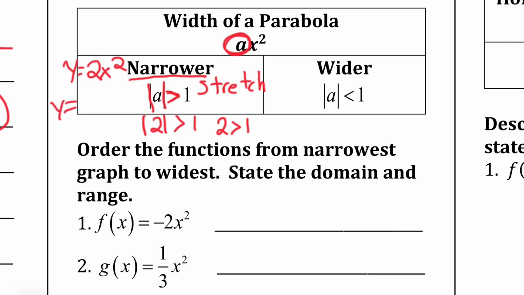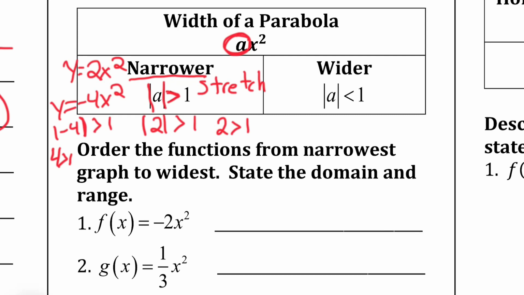Another example, if we had y equals negative 4x squared. That means we would do absolute value bars of negative 4, and we want it greater than 1. Well, absolute value of negative 4 is positive 4. 4 greater than 1, yes, so it would be a stretch, or it would be narrower, or it would be skinnier.